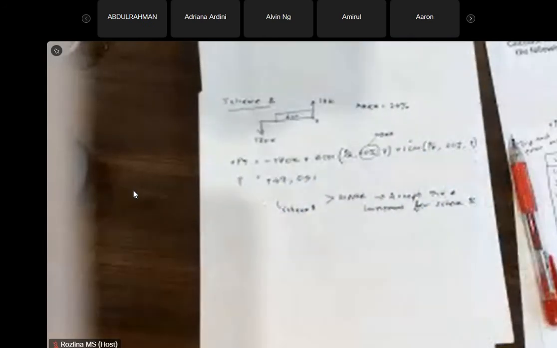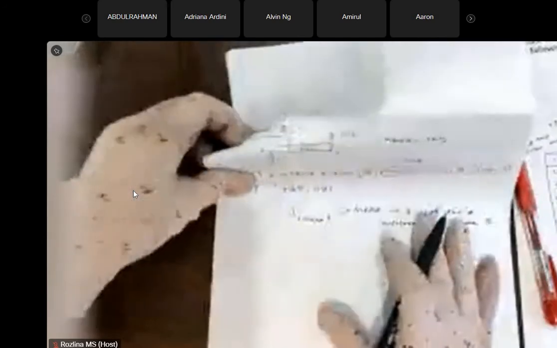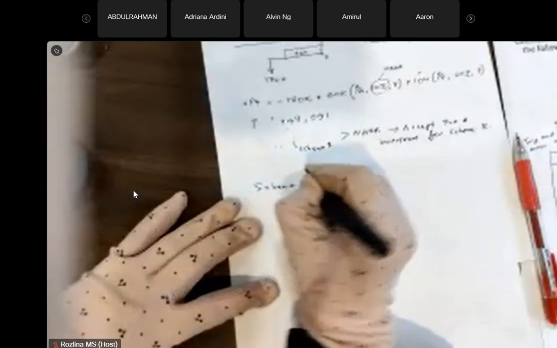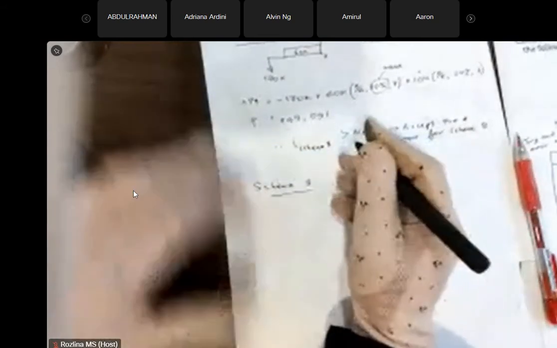Faham? Okay, scheme C pun sama. It is actually sama. Scheme C. Mana soalan tadi?